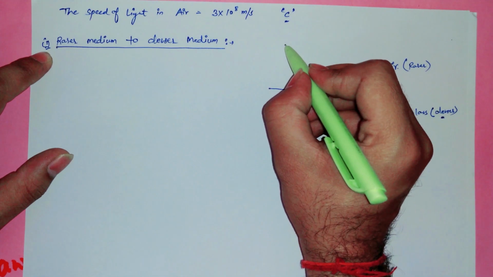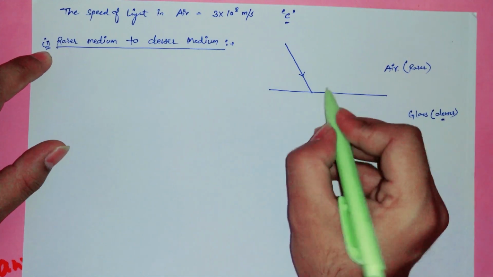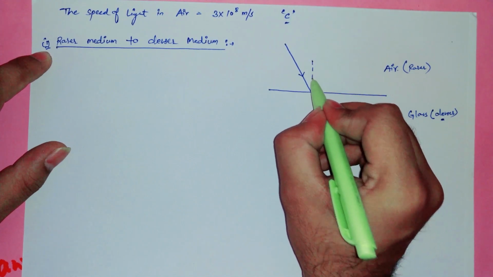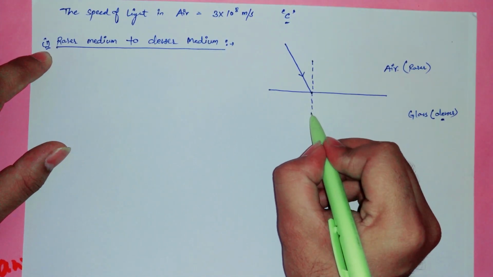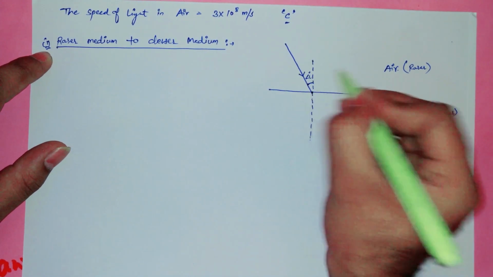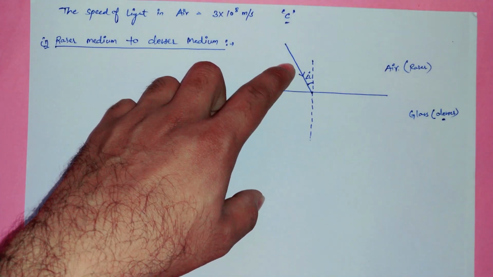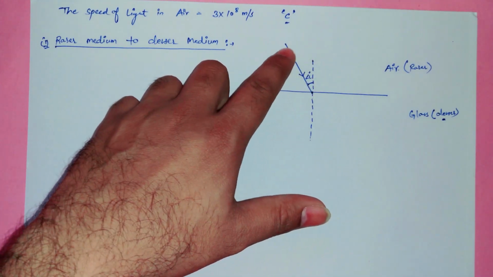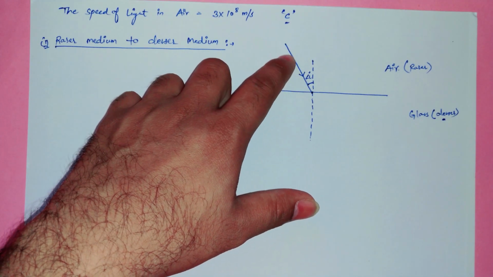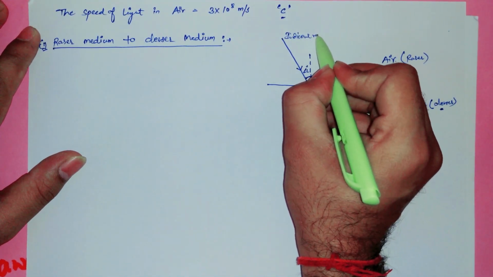So when light goes from rarer medium to denser medium, at the point of interface, at the point of incidence, we can draw a normal. So this is our normal. Clear? So this is angle I. Angle I is the angle of incidence. What is angle of incidence? Angle of incidence is the angle between incident ray and the normal. So this is incident ray and this is normal.